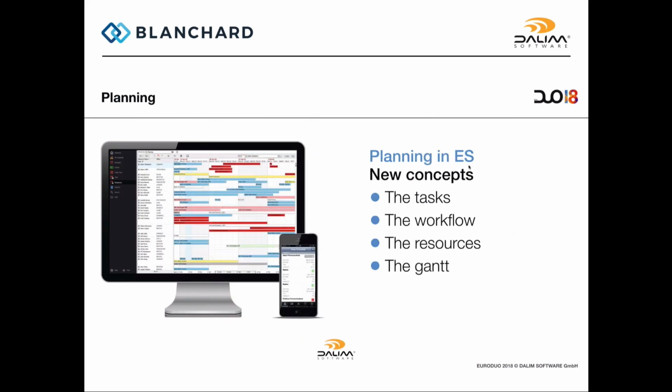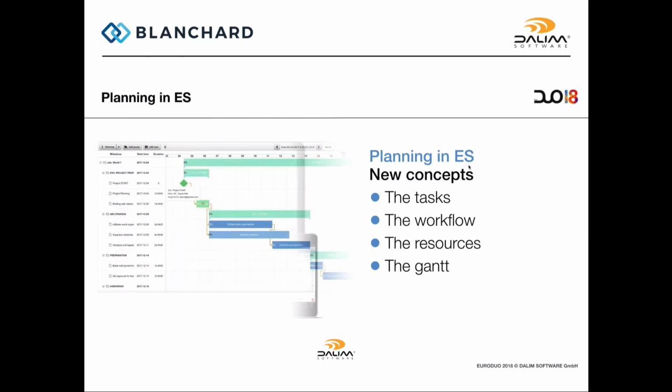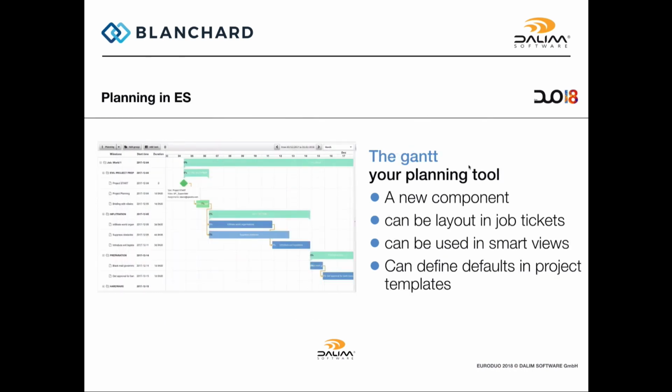Then they're bringing in a few more concepts inside of ES for the planning, which are task, workflow, resources, and Gantt charts. So Gantt chart's going to be the planning tool. You'll be able to use it just like you do in any kind of project management piece where you're building Gantt charts. You'll be able to relate tasks to other tasks and include the resources with those tasks, and really map out how your project's going to evolve, the time frame it should happen in.